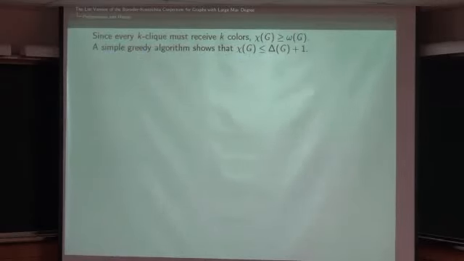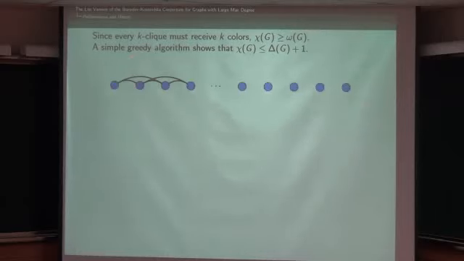So let's look at some bounds on the chromatic number depending on the clique number and the maximum degree. If you see a clique with k vertices, every pair must receive a different color. So every vertex must have a different color, which means the clique number is a lower bound on the chromatic number. And a very simple greedy algorithm shows that the chromatic number is bounded above by the maximum degree plus 1. Right? And another theme of this talk would be greedy is good. Everything simple is better in life.